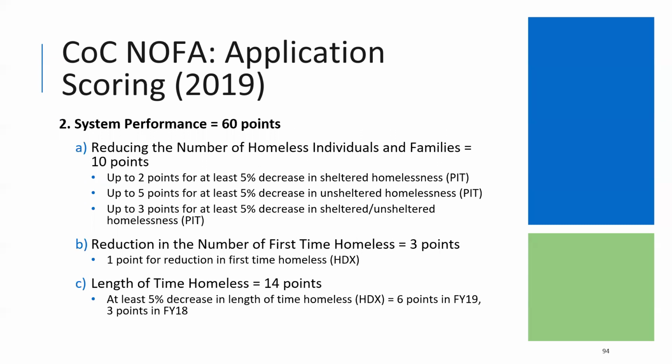HUD looks at whether you're reducing the number of first-time homeless persons. HUD looks at your length of time homeless. That's worth, as you can see, 14 points. That's a significant number of points on the NOFA. They want to see that you're decreasing the length of time homeless year over year. And they're really looking to see a pretty significant decrease of 5%.